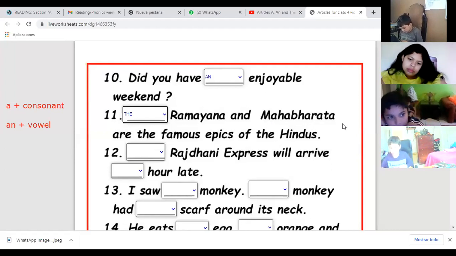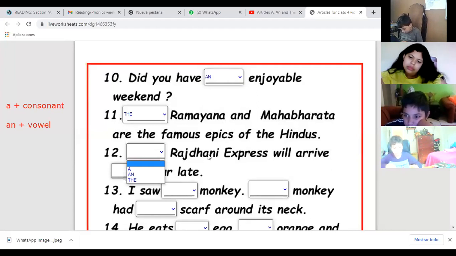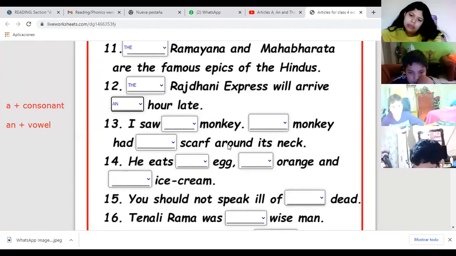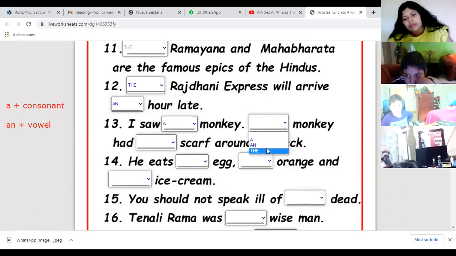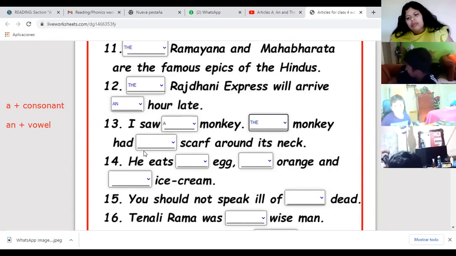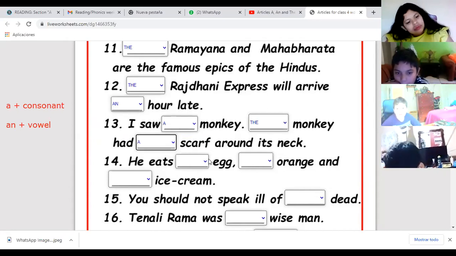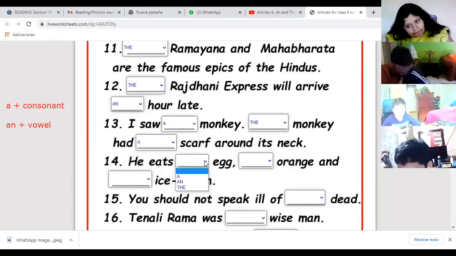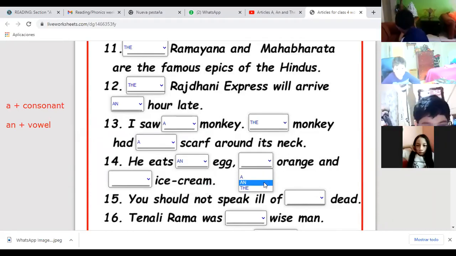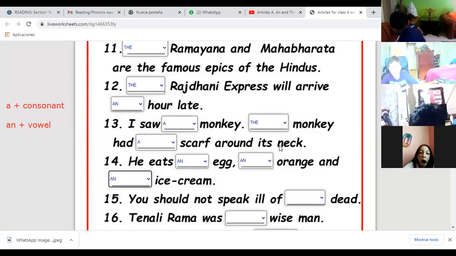Ramayana and Mahabharata are the famous epics of the Hindus. Means the first names sound like tongue twisters. Rajdhani Express will arrive an hour late. I saw a monkey. I saw a monkey. Yes, I saw a monkey. The monkey had a scarf around its neck. Here, scarf, una bufanda. What does the monkey eat? An egg, an orange, and an ice cream.